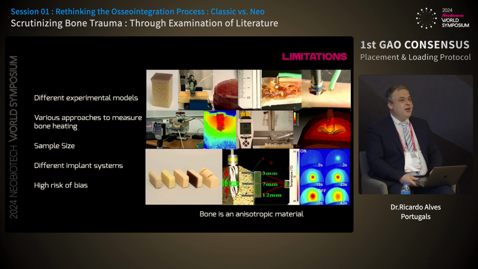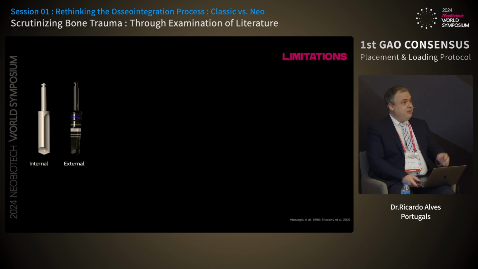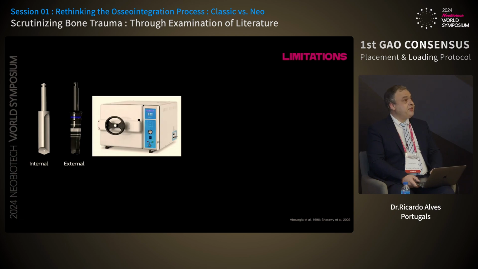Also, we have a problem. We have a lot of implant systems with different drills, and it's almost an impossible task to compare them all. But most of the studies have a high risk of bias. For example, in a study to compare internal and external irrigation with these 2 burrs, we must also keep in mind that these burrs have different design, are made from different materials with different surface coatings, so this can have an influence on the results.